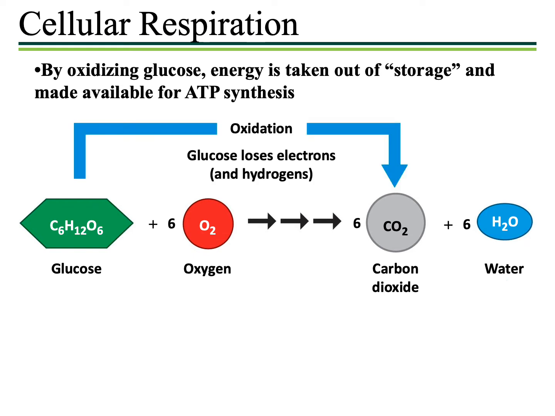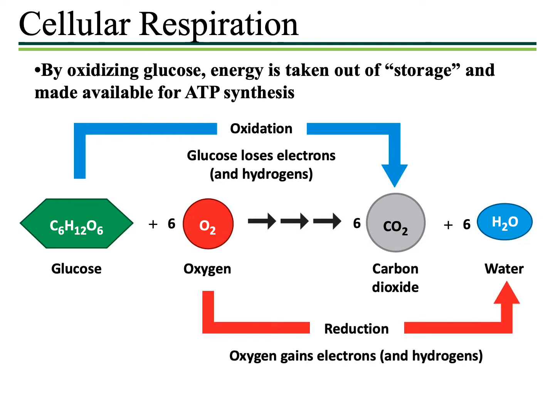It is a series of redox reactions, and what is happening in these redox reactions is glucose is undergoing oxidation. It is losing those high energy electrons, and oxygen is undergoing a reduction. Oxygen is gaining eventually those high energy electrons.